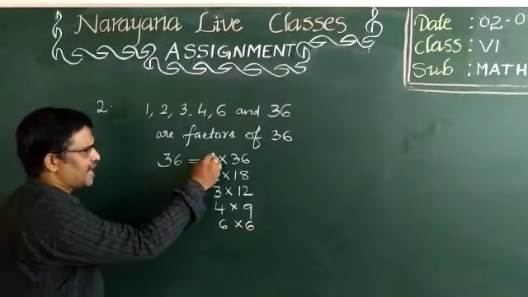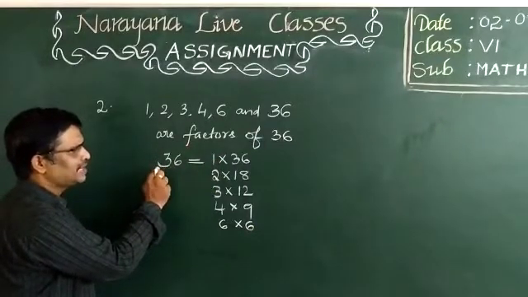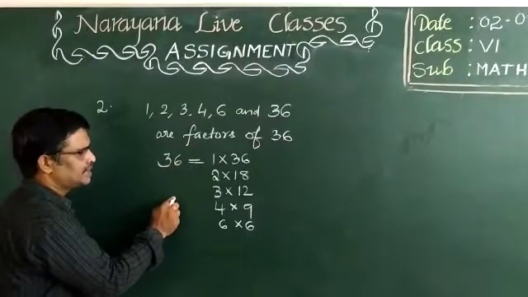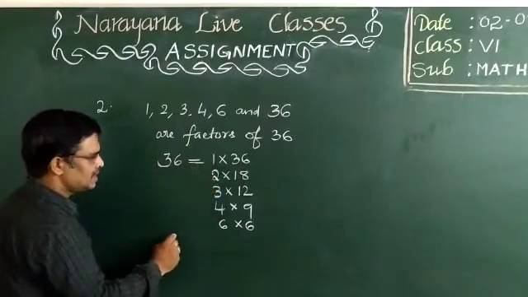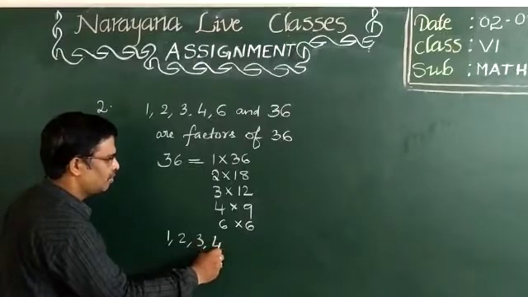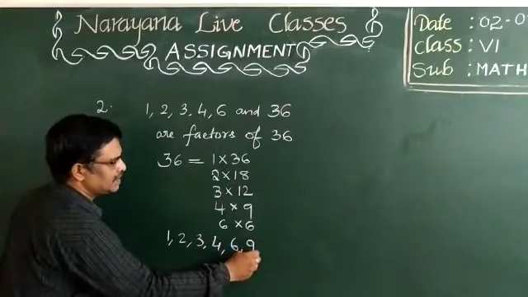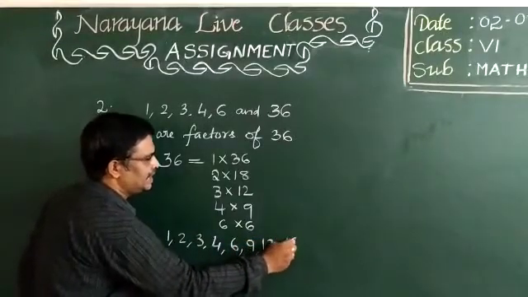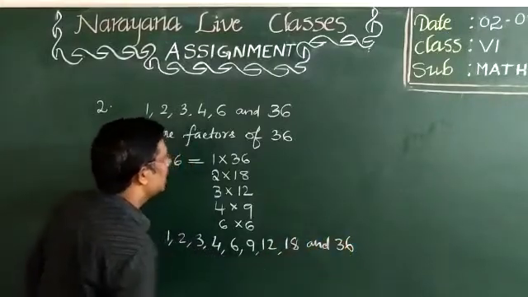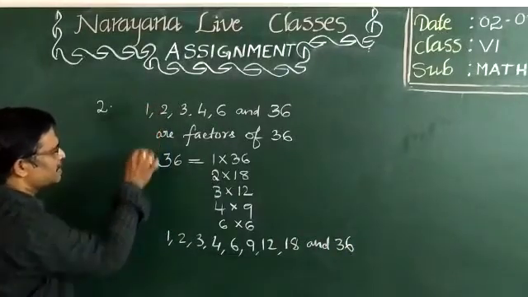So, what are the factors? 1 definitely divides completely. 36 divided by 1, the remainder is 0. 36 divided by 2 is 18, remainder is 0. So the factors are 1, 2, 3, 4, 6, 9, 12, 18 and 36. These are the numbers which divide the given number completely. So in this list, check whether our given numbers are present or not.